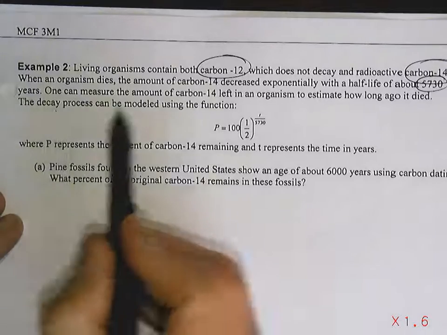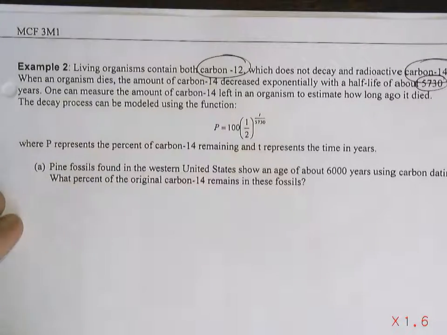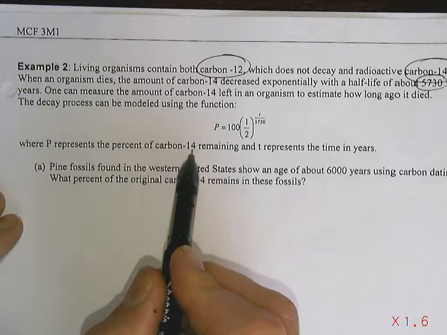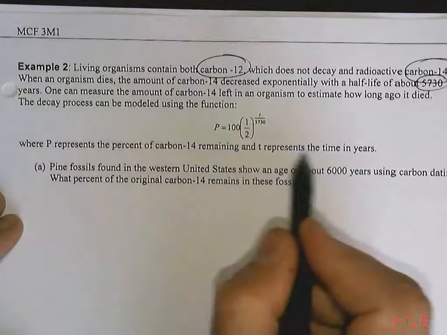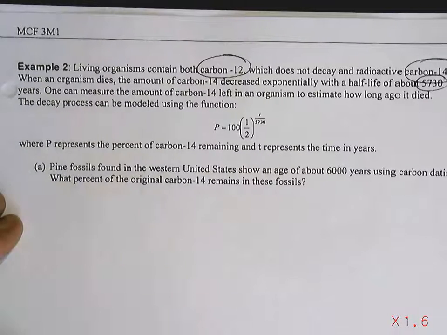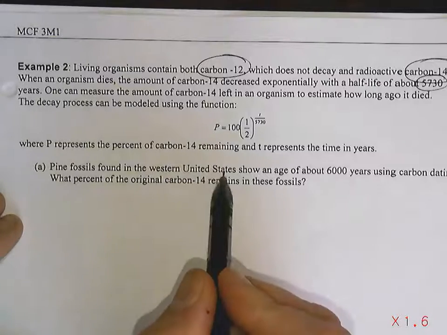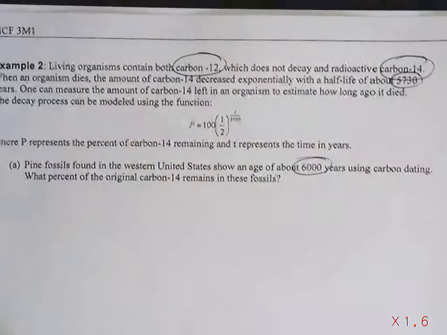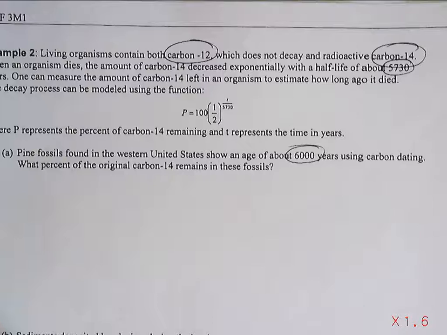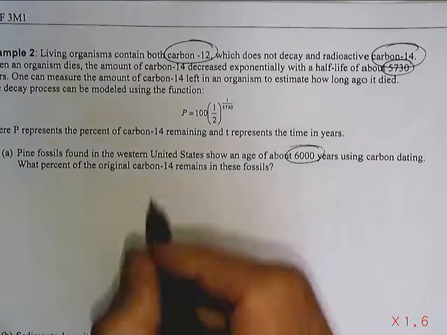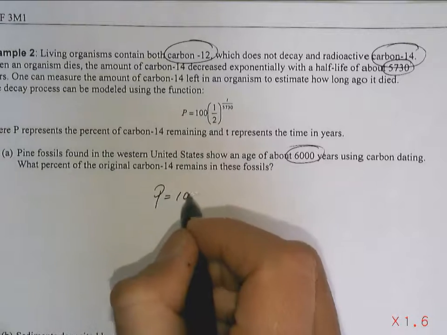The decay process is modeled using this function, where P represents the percent of carbon-14 remaining, and little t represents the time in years. So we're going to find a pine fossil, and it was found in western United States, and it shows that it has an age of about 6,000 years using carbon dating. What percentage of carbon-14 is left in that pine needle? Well, we're going to go to the formula.